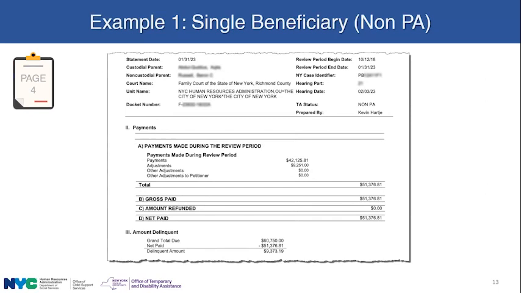So this is an example of an account statement with a TA status of non-PA, meaning the children are not active on public assistance. In this case, there's only one beneficiary, and that will be the custodial parent. As you see in this case, the delinquent amount is $9,373.19, and all of this is owed to the custodial parent.